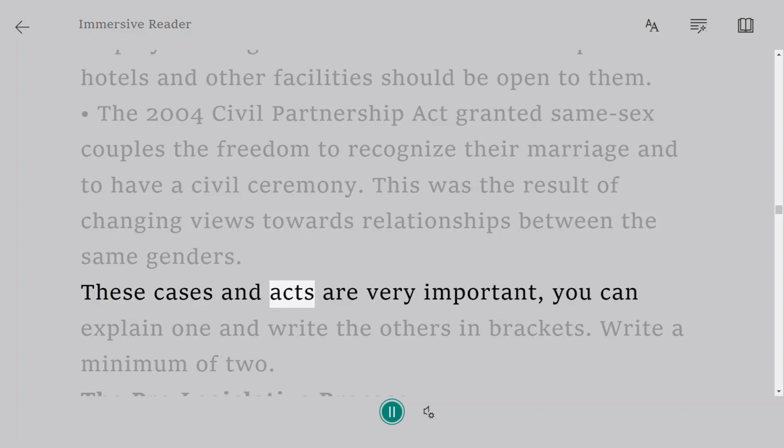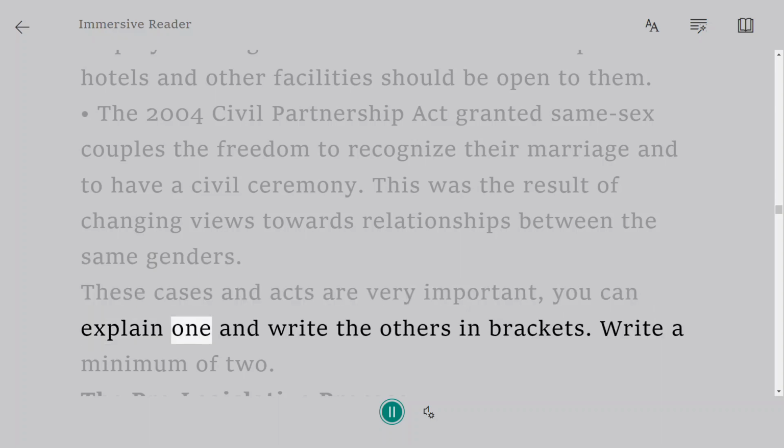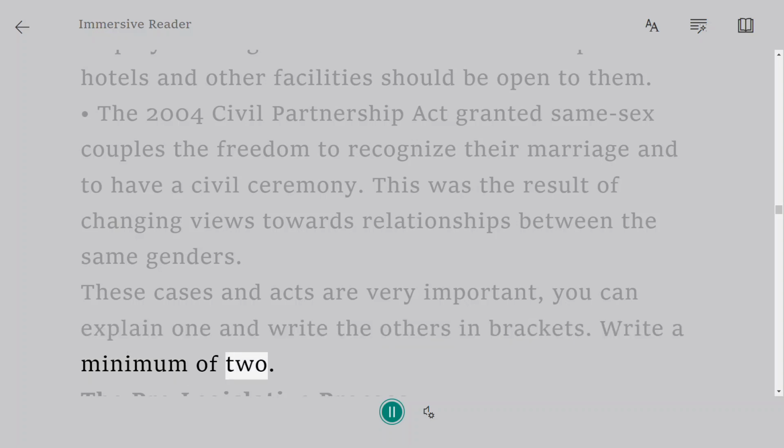These cases and acts are very important. You can explain one and write the others in brackets. Write a minimum of 2.